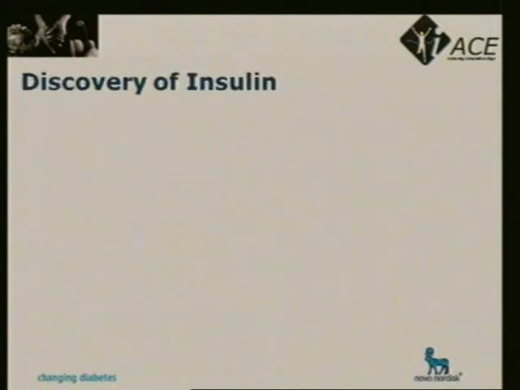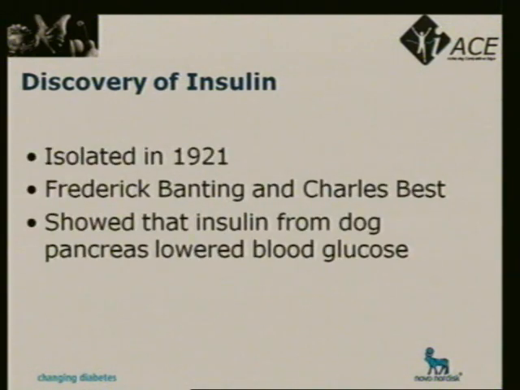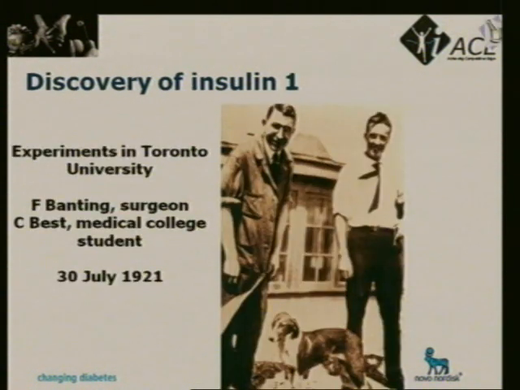Coming to the history of insulin, we all know that insulin was discovered or isolated in 1921 by Frederick Banting and Charles Best. They had isolated insulin from the pancreas of dogs, and they showed that insulin from dog pancreas lowered blood glucose. This was the first time it was demonstrated that a substance secreted from the pancreas could lower blood glucose in patients with diabetes or high blood sugar levels.